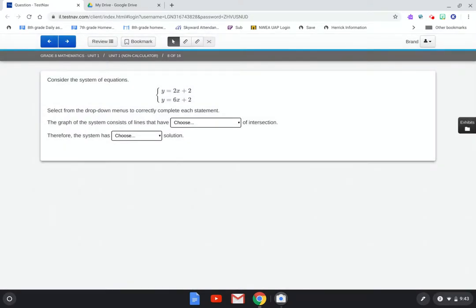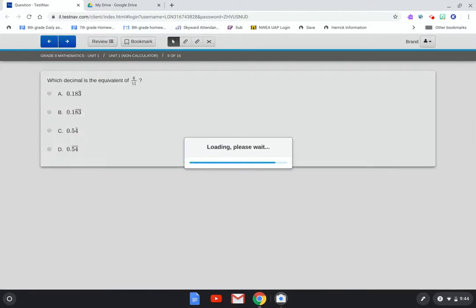For this one, they are both going to cross at the y-intercept of 2. They have different slopes, but they're crossing at 0, 2. They both start there, and then one goes up 2 and over 1, one goes up 6 and over 1. The only time they cross is at 0, 2. So because they only cross there, they only have one solution.